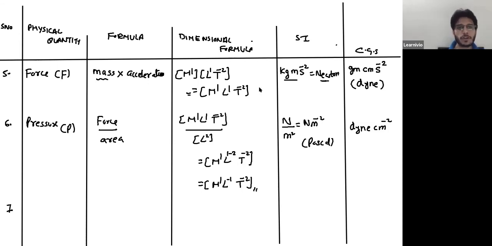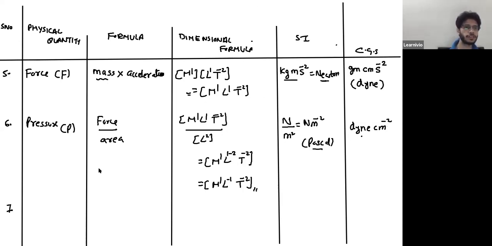Now, if we consider unit, then force is Newton, area is meter square. So that's Newton per meter square, and this Newton per meter square could be written as Pascal. When you take CGS, instead of Newton, we consider dyne, and instead of per meter square, we write per centimeter square.